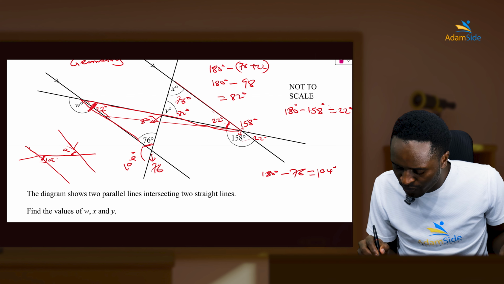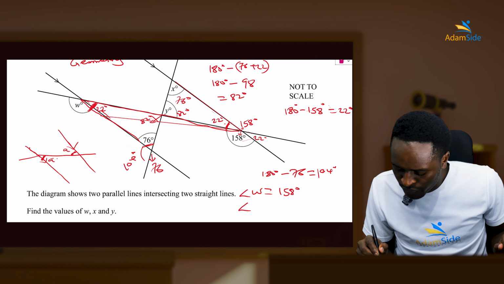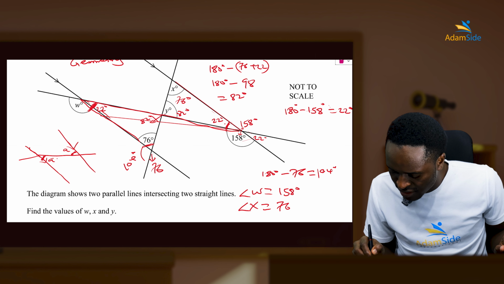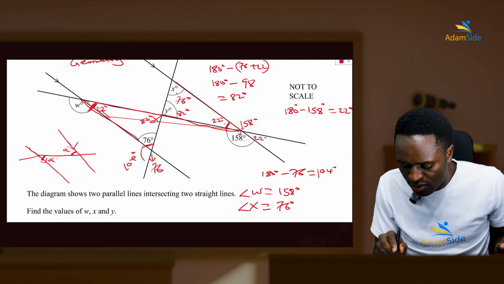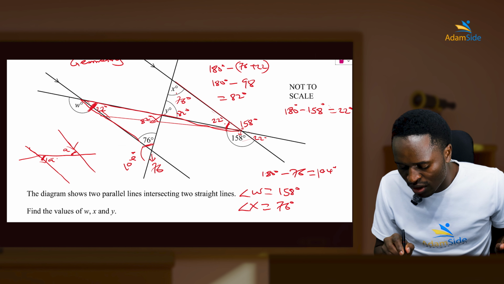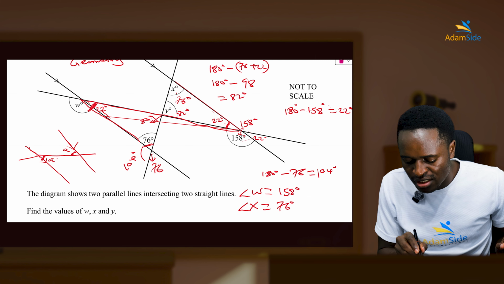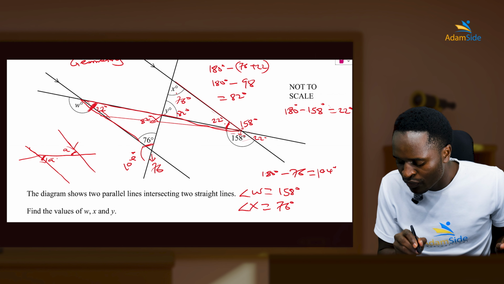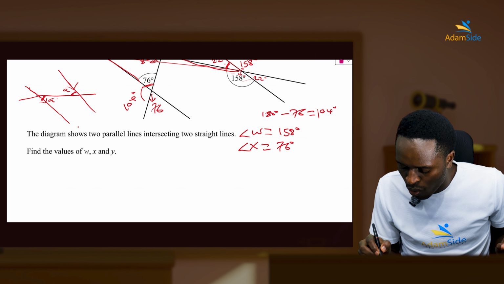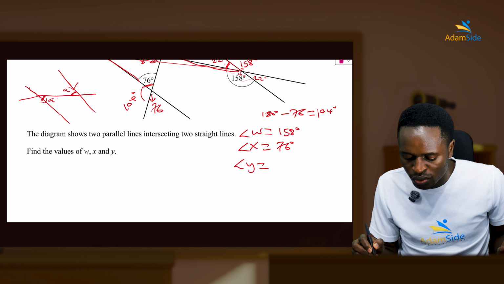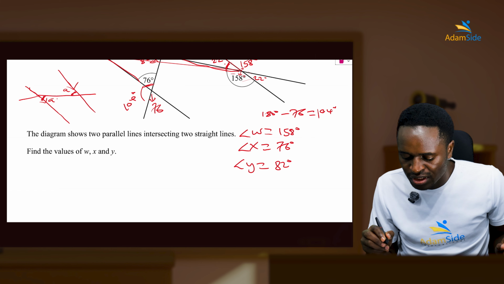So we have angle W as 158 degrees, and then we have angle X as 76 degrees because it is alternate to angle X, which is 76 degrees. And then we have 158 degrees, which corresponds to angle W here. So it's also 158 degrees, and then we have angle Y, which is equal to 82 degrees.